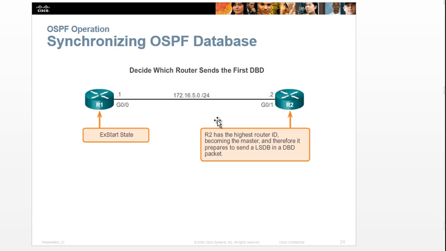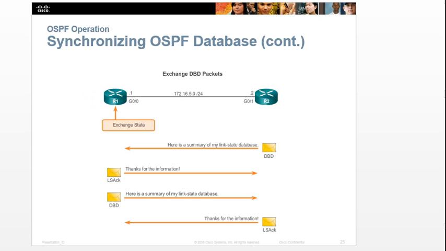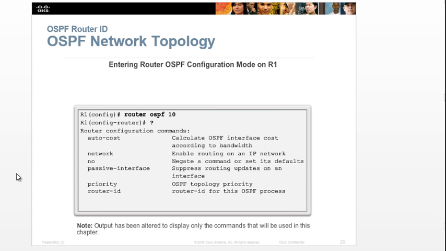So first, we have to determine what router is going to become the master. And you can force that by setting the router ID. The highest router ID becomes the master. And then it prepares the packet to go out for the backup. Here they're just showing how it exchanges information. Here's a summary of the link change. You're going to get acknowledgement, thanks. Here's a summary of mine, and then router 2 is going to send an acknowledgement back that it received the packet.